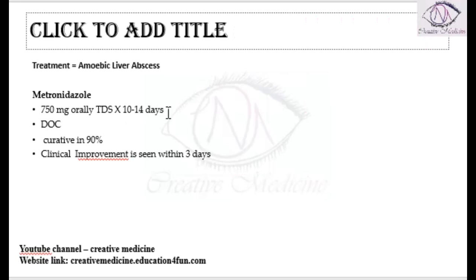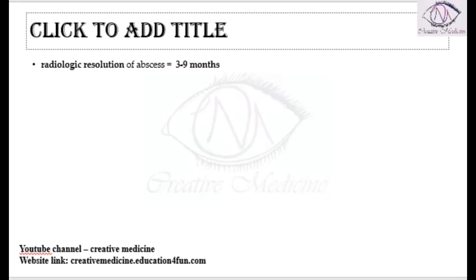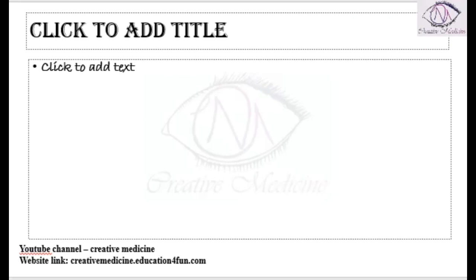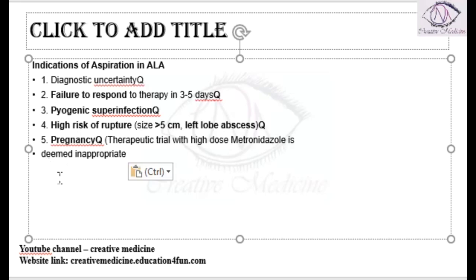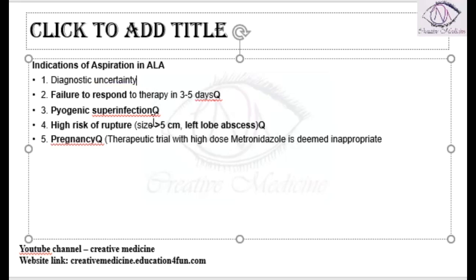If you give the antibiotic treatment, in certain cases we can even do aspiration of amoebic liver abscess. So when do you do aspiration? In amoebic liver abscess, aspiration is mainly indicated in 6 situations. One, if the diagnosis is uncertain, when we are not sure whether it is an amoebic liver abscess, a pyogenic liver abscess, or something else. To establish the diagnosis, we can do aspiration.